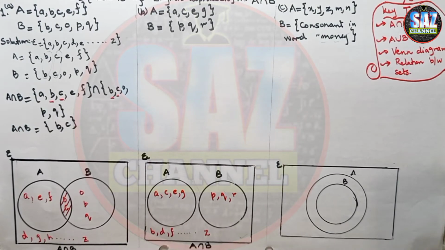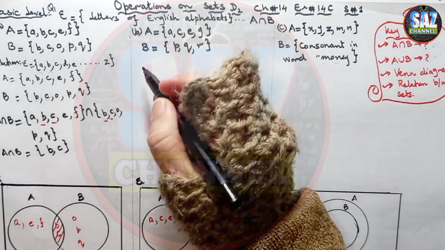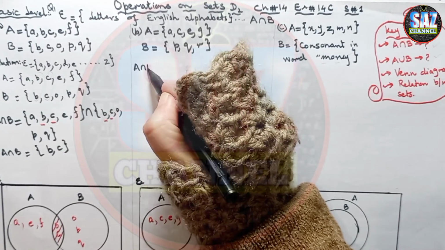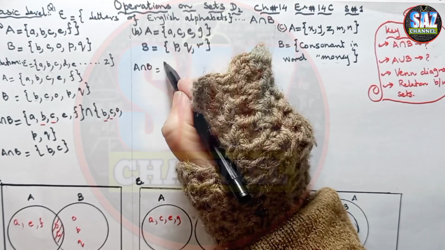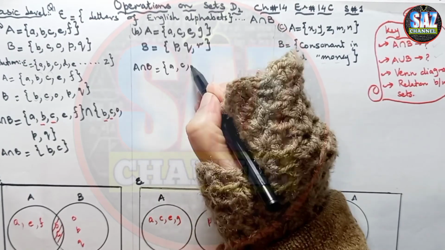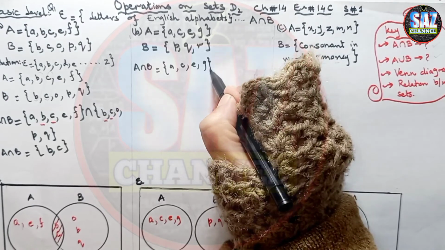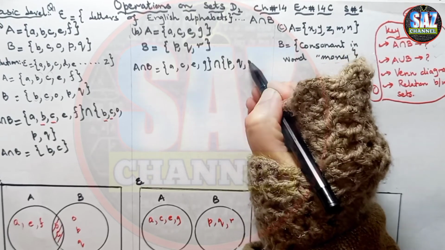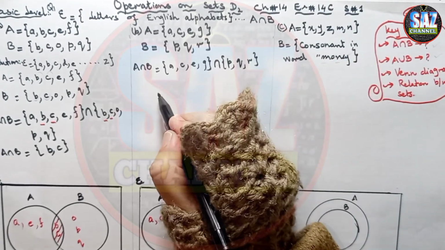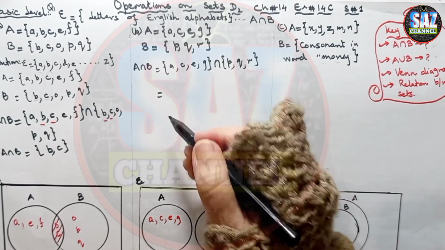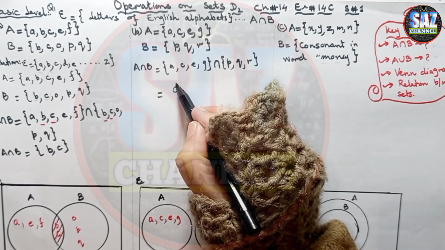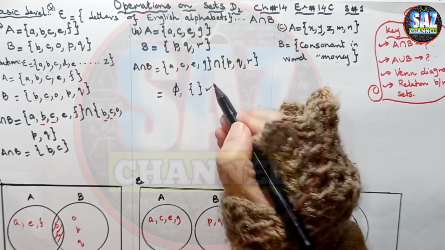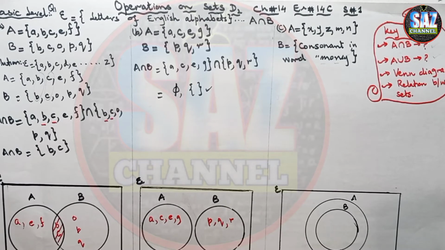Now in order to find the intersection manually, we have to write A intersection B equals A, C, E and G intersection P, Q and R. As there is nothing common, the intersection will be an empty set. I can write it either in this way, or this is also the symbol for the empty set. I hope you are clear about this question.